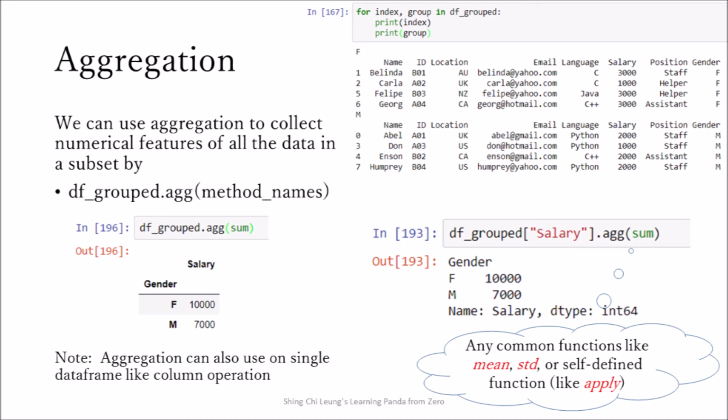Notice that the aggregation can also be used on a general data frame for any column or row. For example, we can use it if you want to find the sum of any columns or rows in the data frame.